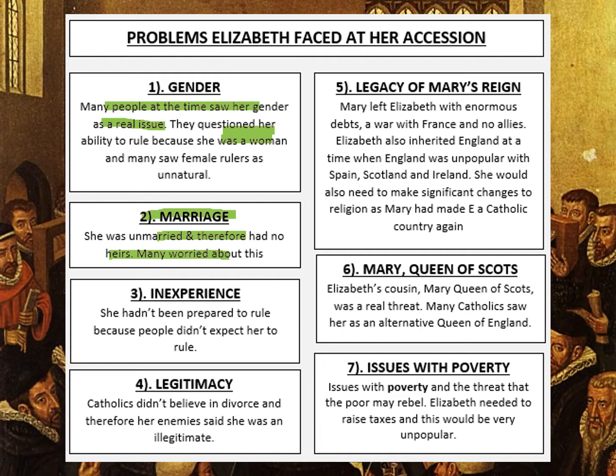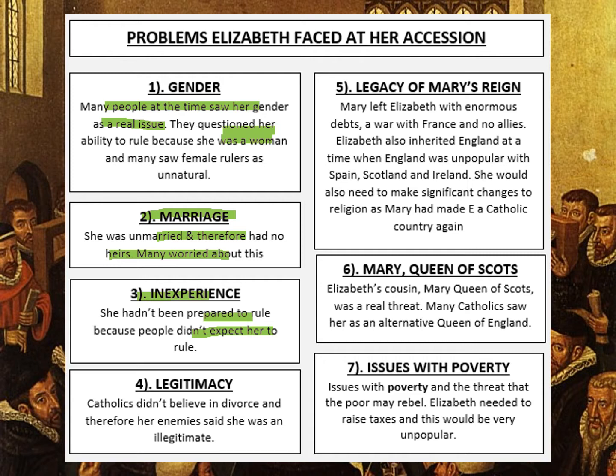There was also an issue of inexperience. She hadn't been prepared to rule because people didn't expect her to. With Edward being born a few years after her, people expected him to have a long life and then have lots of children who would then rule after him. Even if it wasn't going to be Edward, people then expected that Mary would be able to rule after him and that she would have children who would then take the throne after her. So Elizabeth didn't grow up with the kind of education that you might expect for somebody that's expected to be the next ruler of England.